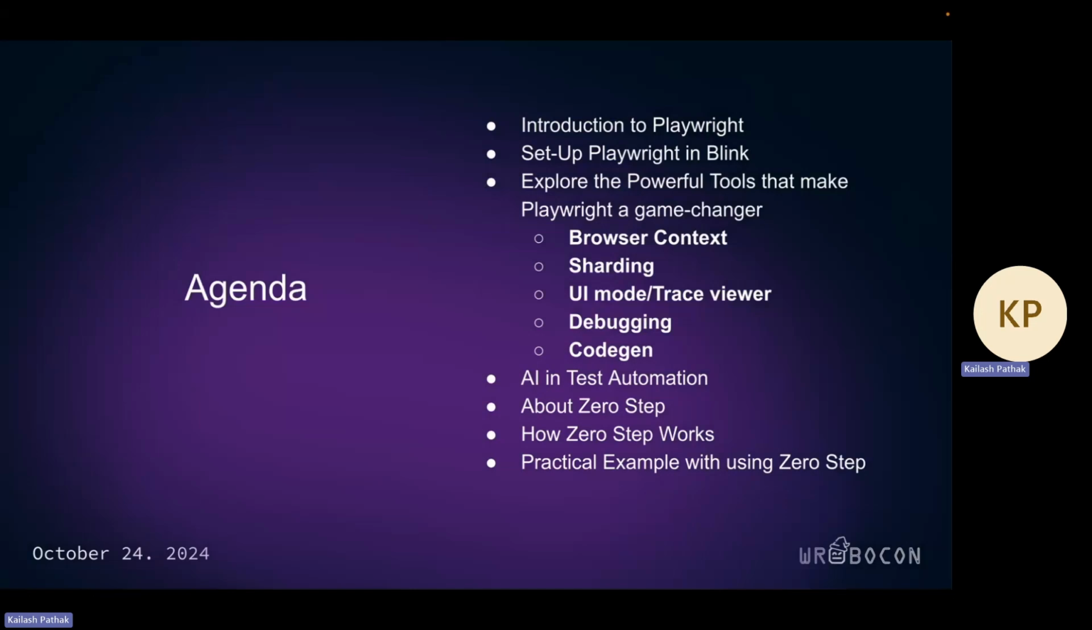Then I will explain AI in automation, how we can leverage AI in automation. Then I will explain the library Zero Step, which we can use to create scripts in Playwright. And I will explain this library with some live examples, where you can see how we can leverage Zero Step to create our Playwright scripts and make our execution fast.